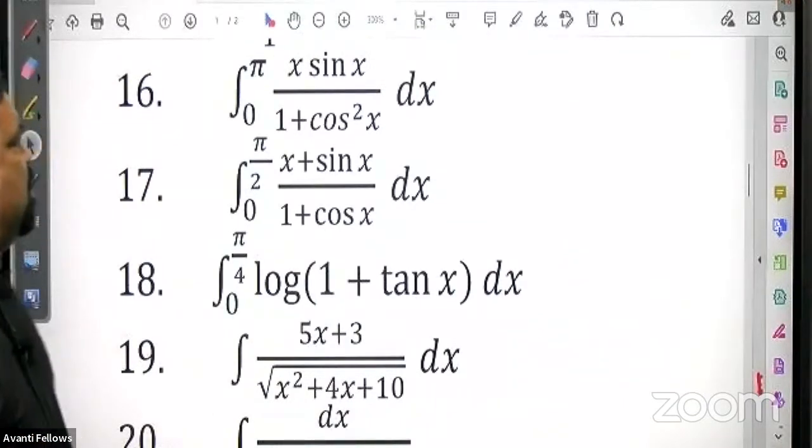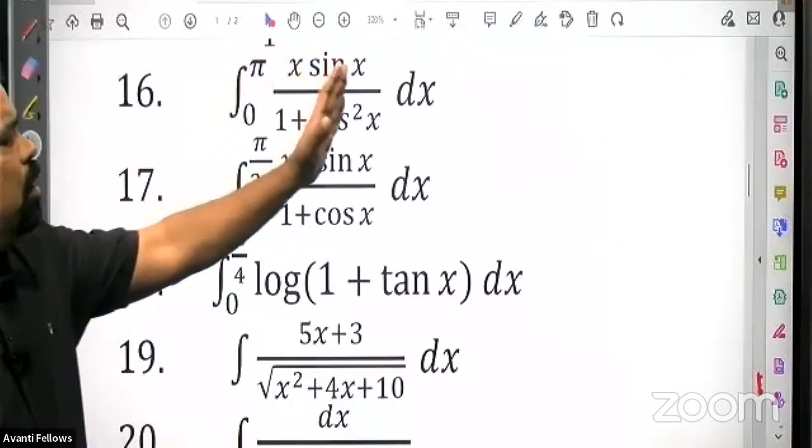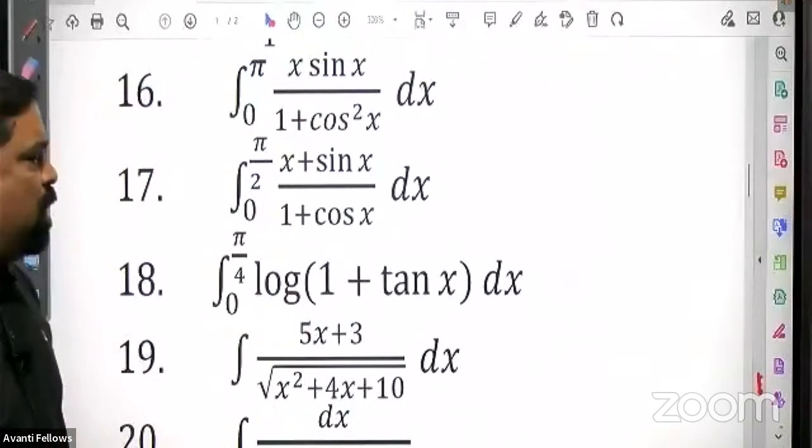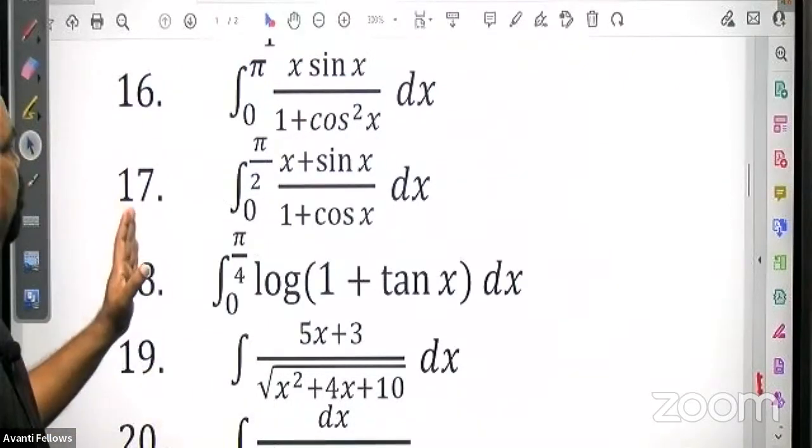Now, the 16th question is actually a textbook example only, a textbook problem only. I think you may be knowing it actually. I am not doing that one. The 17th one.